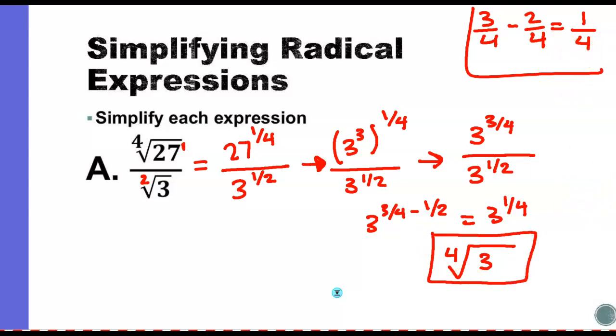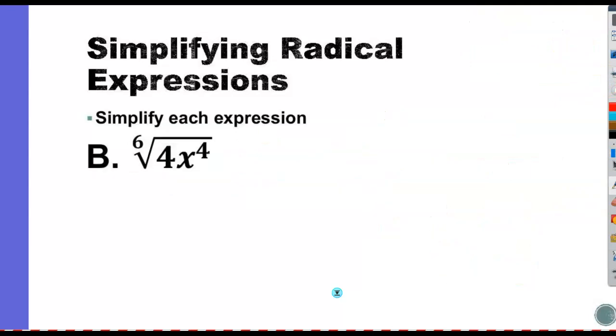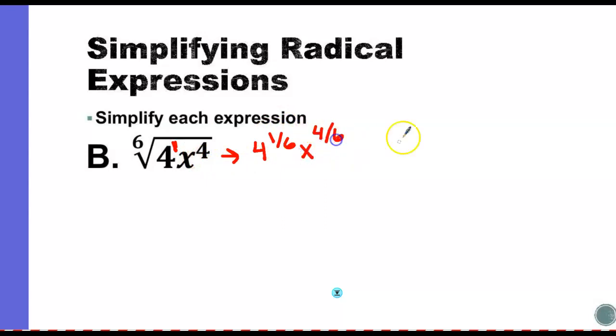Okay. Finally, let's do this last one. So looking here, what I would do is rewrite this in its exponential form. So I'm going to have 4 to the power of 1/6. There's technically a 1 here. And I'm going to have x to the power of 4/6. Okay. If I can rewrite this number as a different base, let's go ahead and do that.